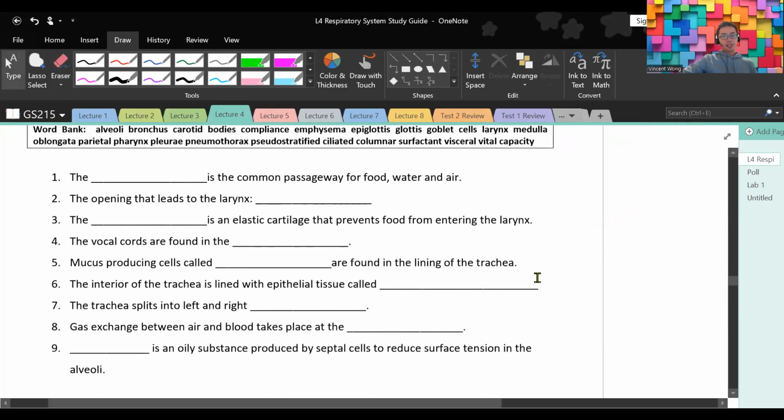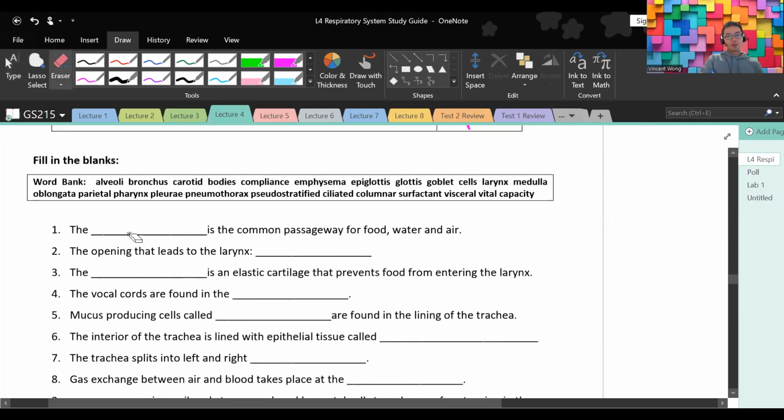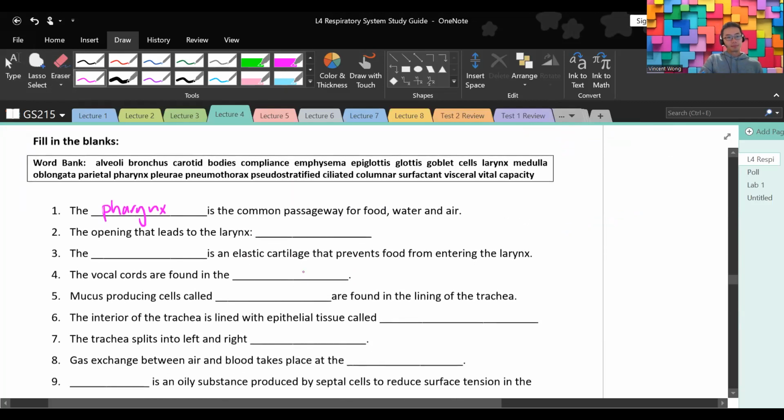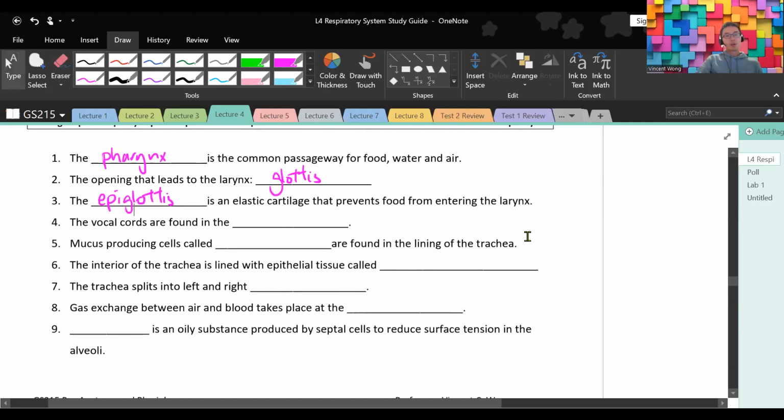All right, let's fill in the blanks. These should be pretty straightforward. Common passageway for food, water, and air, that would be our pharynx, the throat. Opening that leads to the larynx, that would be the glottis, which is of course covered by the epiglottis to prevent food from entering the larynx, hence the trachea. Vocal cords are found in, we just did that a moment ago, the larynx.